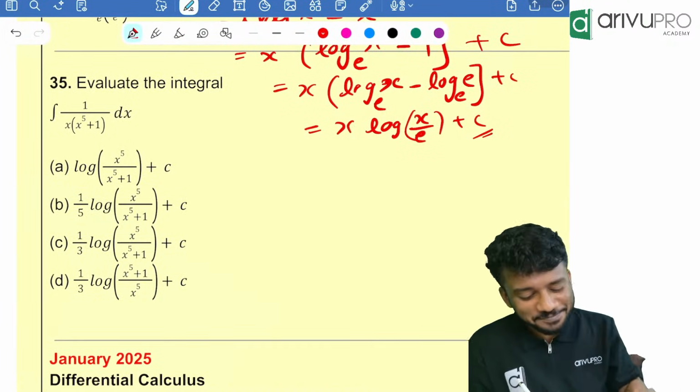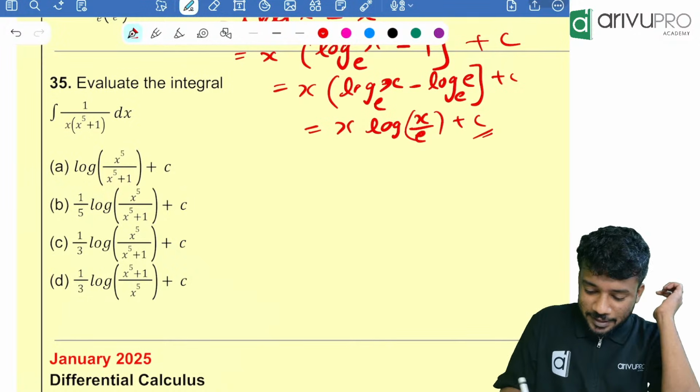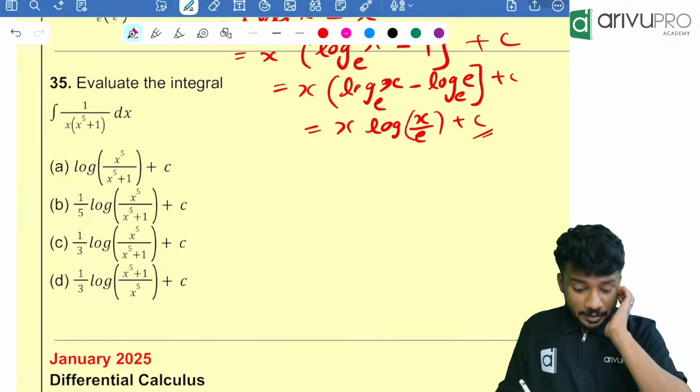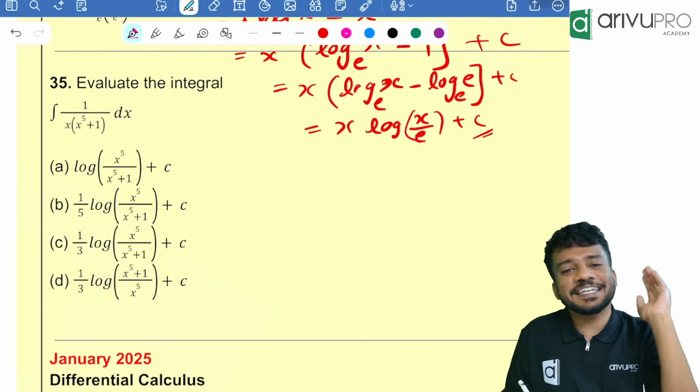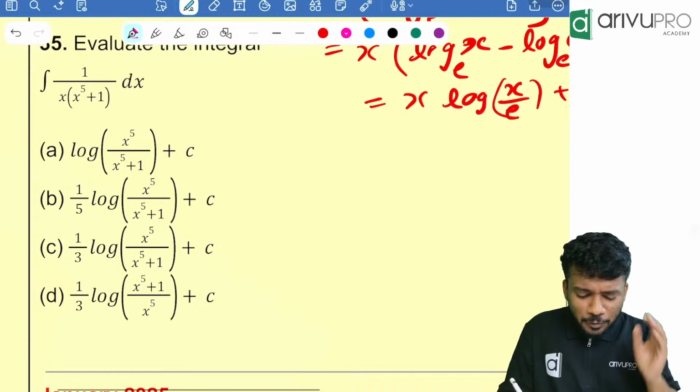Okay, yes. Evaluate the integral of 1 by x into x raised to 5 plus 1 dx. How much is it? People, how to solve this question?